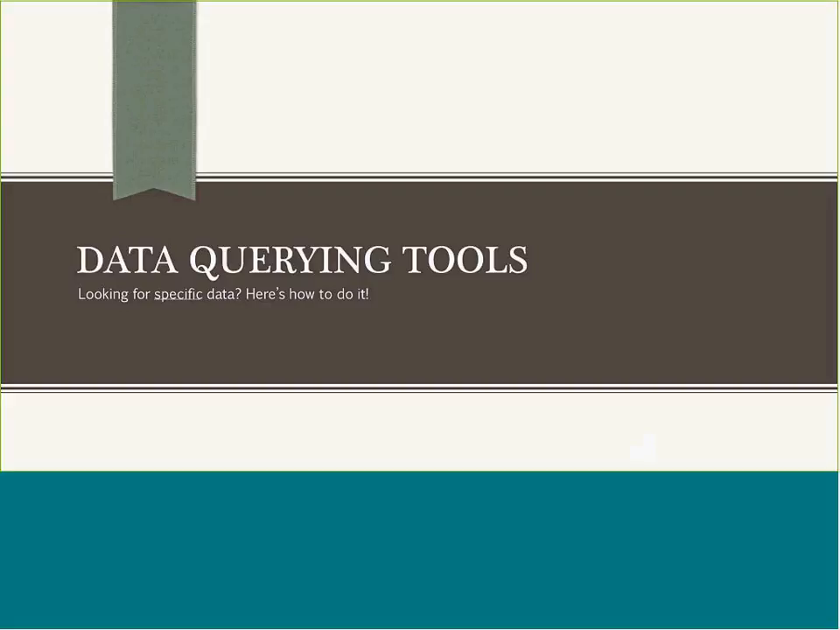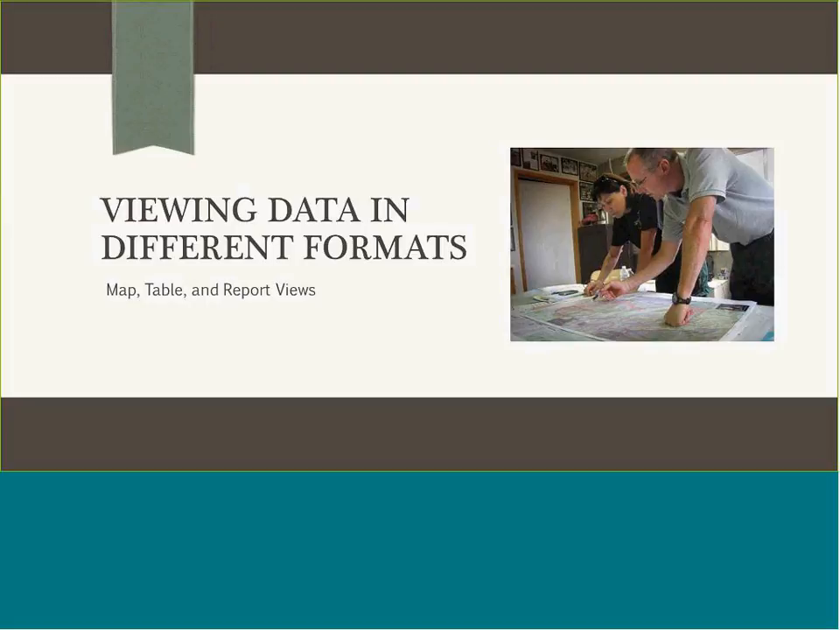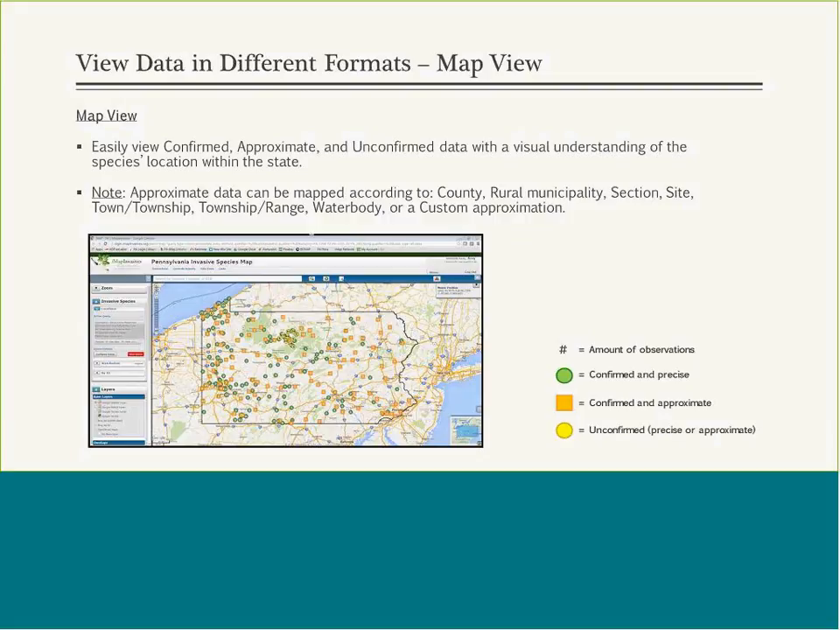Okay. So we're going to talk about data querying tools and how to look for specific data. So I do want to talk about the ability to view data in different formats in iMap, and that's going to include the map, the table, and our report capability. And we've talked a lot about the map so far, but I do just want to reiterate some things here. So this is going to allow you to really easily view data that's been confirmed, approximate, or has not been reviewed yet and is still unconfirmed, with the ability to really visualize exactly where that data is being found within the state.